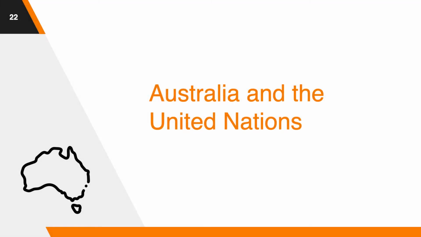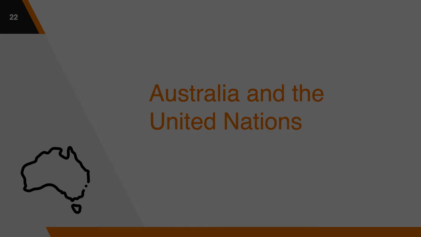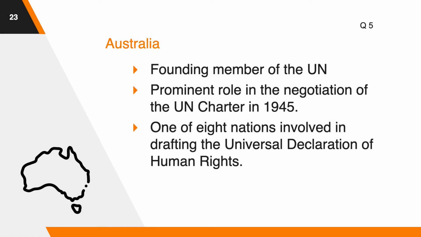We want to look briefly at Australia and the United Nations. And so this is question 5. What has been Australia's role in the United Nations? Australia's had a very big role for a small country. We're a founding member of the United Nations. We had a prominent role in the negotiation of the United Nations Charter in 1945 and were one of 8 nations involved in drafting the Universal Declaration of Human Rights.